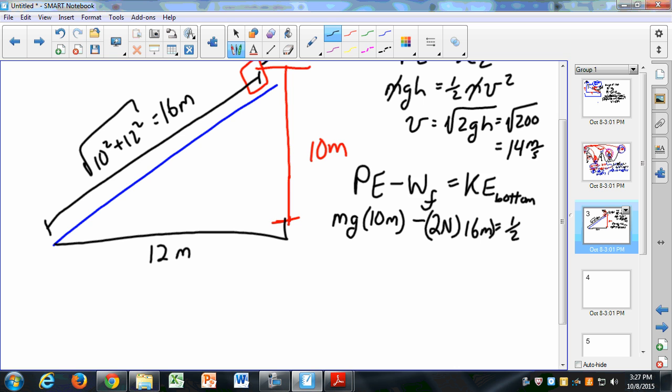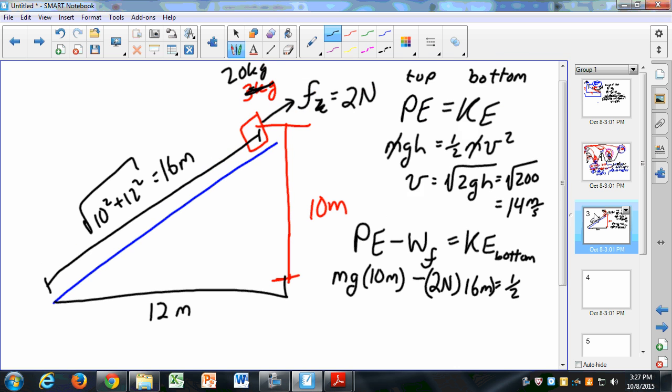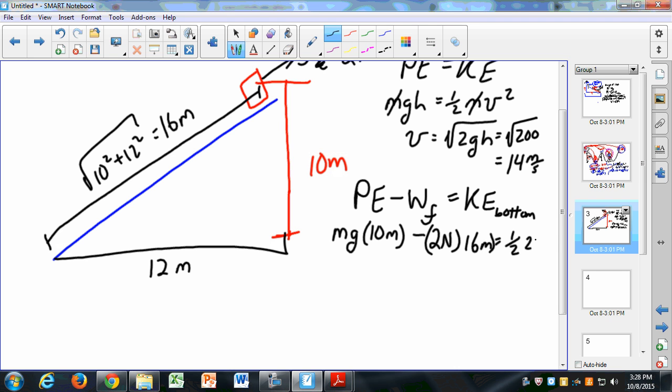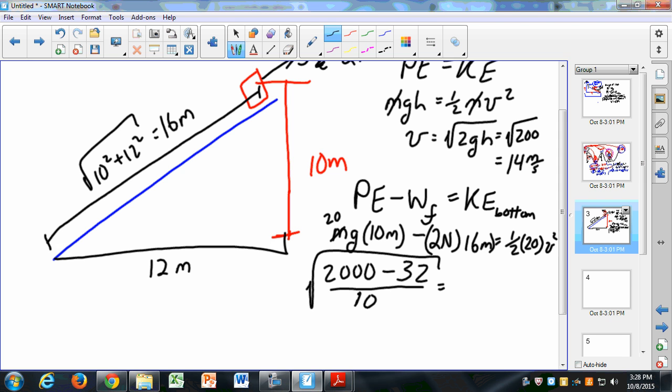That's equal to 1/2 mv squared. Now the mass here you need, so it's 1/2 times 20 is v squared. Putting 20 here as well. So that's 20 times 10, 2,000 minus 32, divided by 10, the square root of that. And I get 14 as well here. 14.0. This was actually 14.1 meters per second. So it's going a little bit slower, not much.